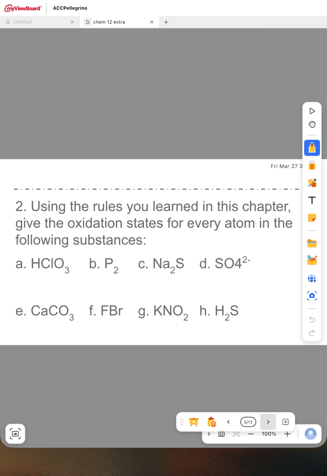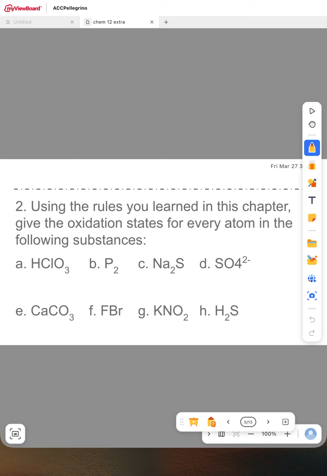All right, if we look at the next one, you've just watched a video that had all the different oxidation rules on it. And you should have a handout too that has those summarized the way they're stated in your book. So we're using the rules from the chapter, and we give the oxidation states for each atom in the following substance. For this first one, we've got 3 different atoms in here. We've got hydrogen, we've got chlorine, and we've got oxygen.